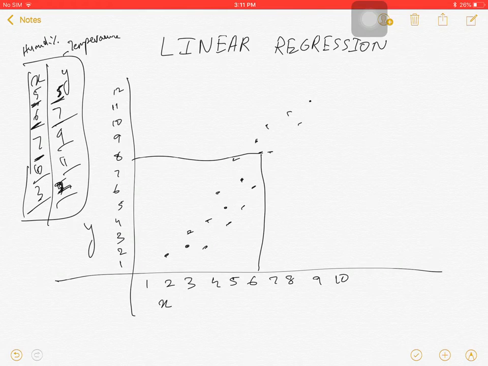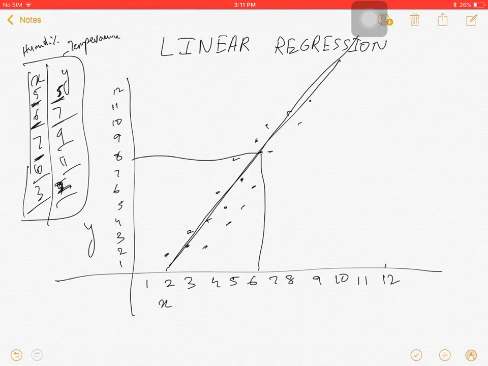So now our job is to fit a line through this data. To fit a line, if I ask you, you would probably draw some line like that, right? The line seems to be increasing. So if I have more humidity, there's more temperature. That's what the data is trying to tell us.